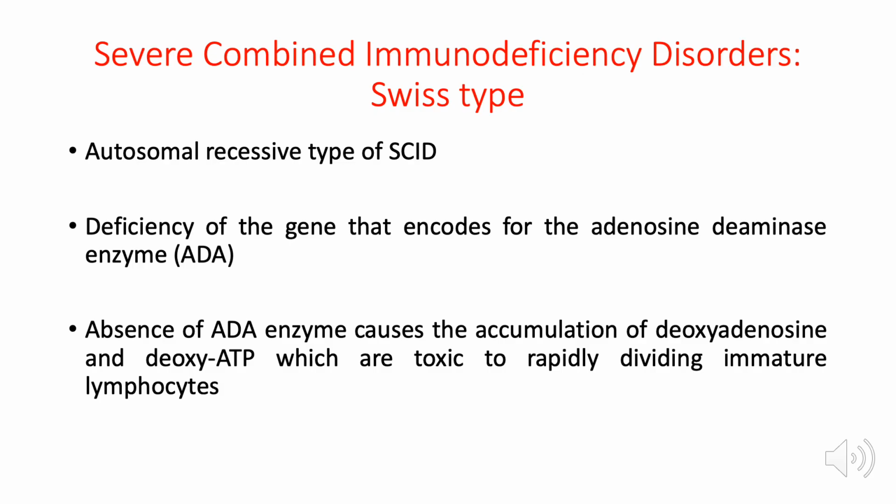Swiss type SCID is an autosomal recessive disorder, meaning you need to get two abnormal genes from your parents before you will manifest the clinical signs and symptoms. This disorder is characterized by the absence of the adenosine deaminase enzyme, leading to the accumulation of deoxyadenosine and deoxyadenosine triphosphate, which are very toxic to immature lymphocytes, leading to their depletion. Thus, there is the involvement of both T cells and B cells in the process.